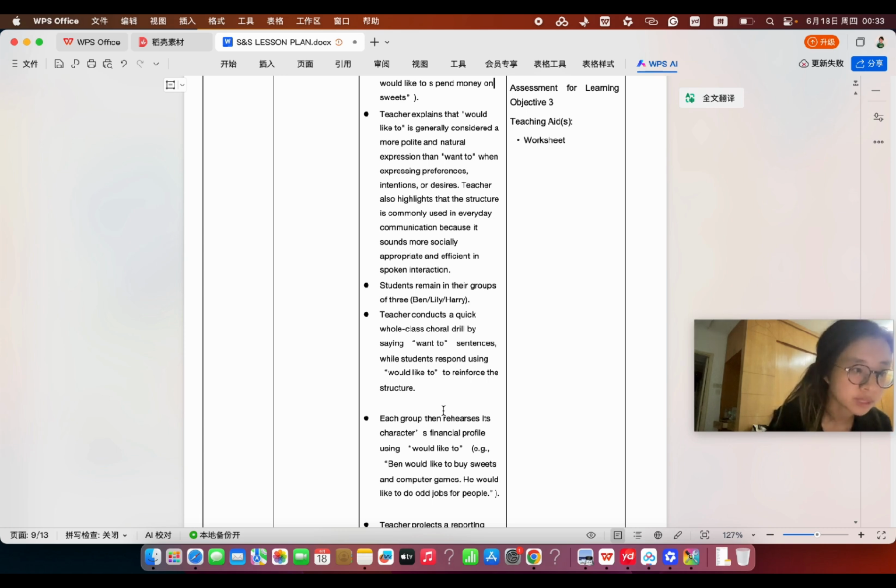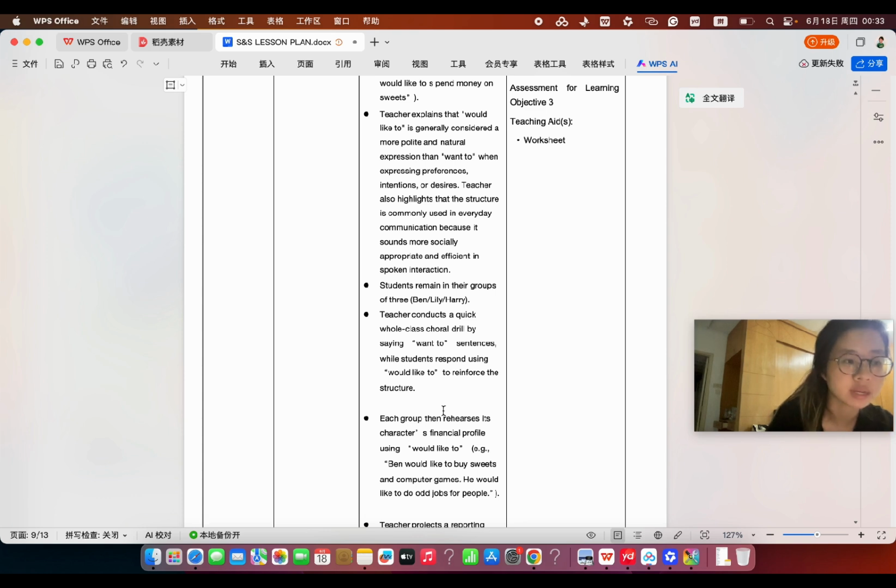Students remain in their groups and rehearse their character profile. For example, Ben is 13 years old. Ben would like to buy sweets and computer games. Ben would like to earn money by doing odd jobs. To support learners, sentence frames are also projected onto the screen. He or she would like to spend money on something. Groups then nominate one representative to present their findings.